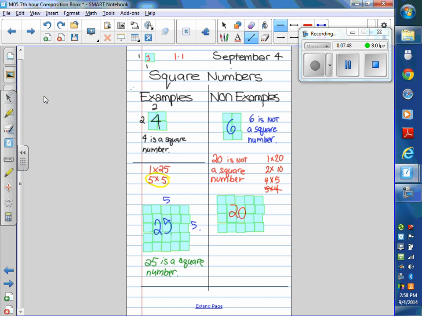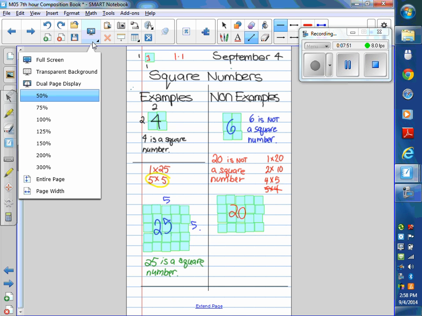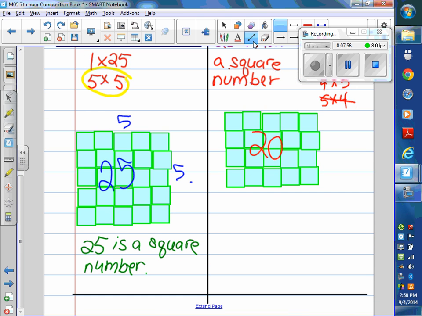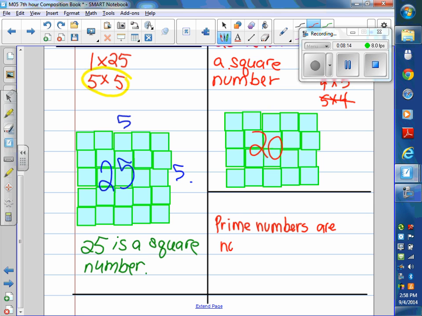Prime numbers cannot be square numbers. So let's put that on this side. Those are all non-examples. Prime numbers are never square. Do you know why? Jaspreet? Well, the only factors are the number 1 and itself.